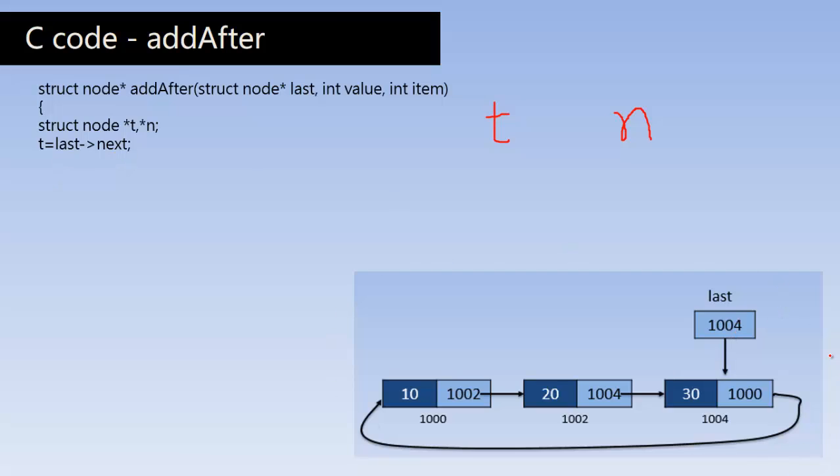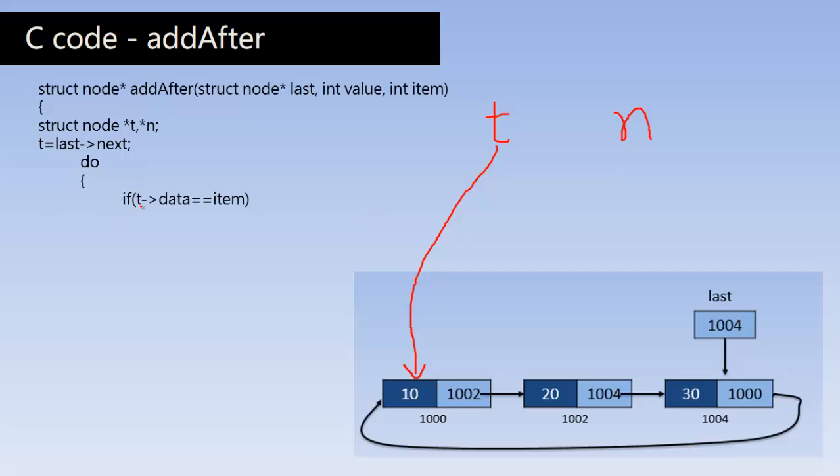What is last arrow next? Let us assume this list has been created, and I'm going to add a new node after any particular node. So I'll store last arrow next, that means 1000, inside t. If I do that, t will start pointing to the first node. Why am I doing this? Because to insert a node, I have to traverse from the beginning to the end to find the node after which I'm going to insert the new node. So I'll traverse throughout the list, and for that I'll use the do loop to traverse from the first node to the last node.